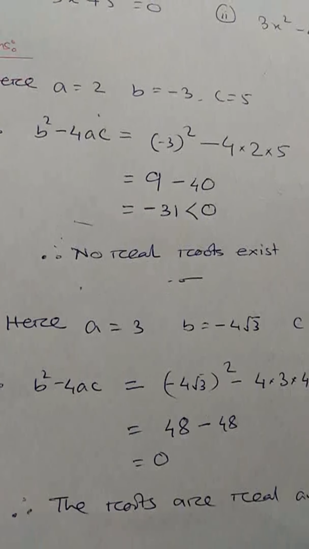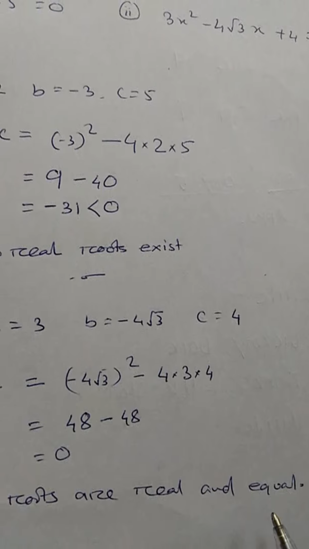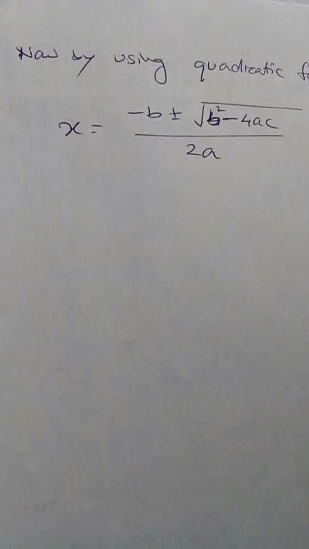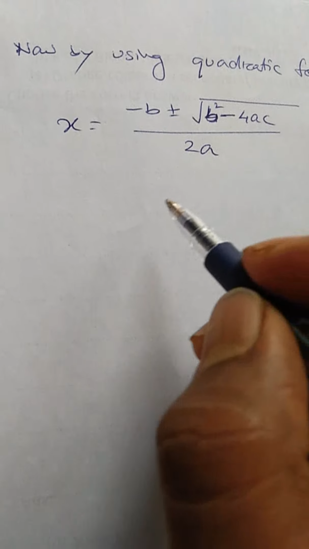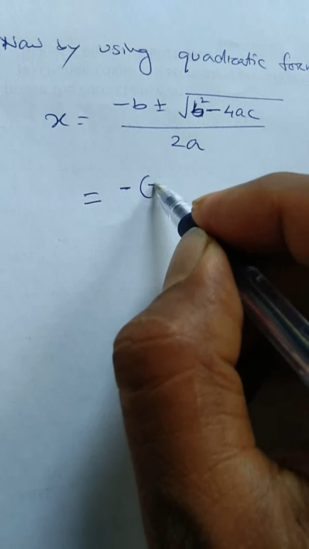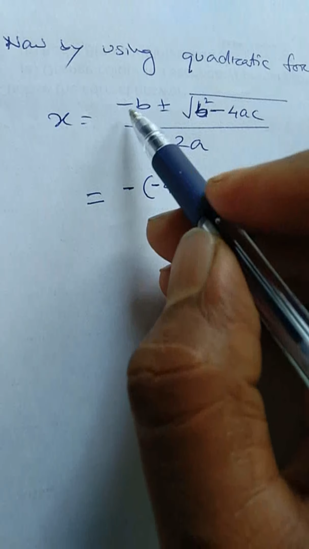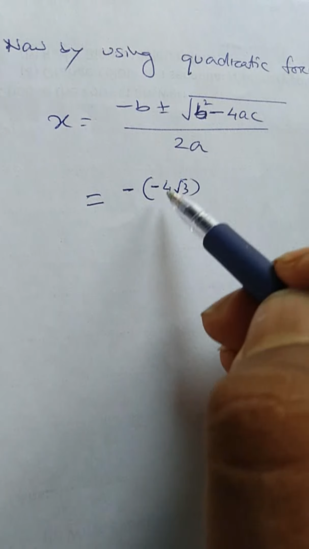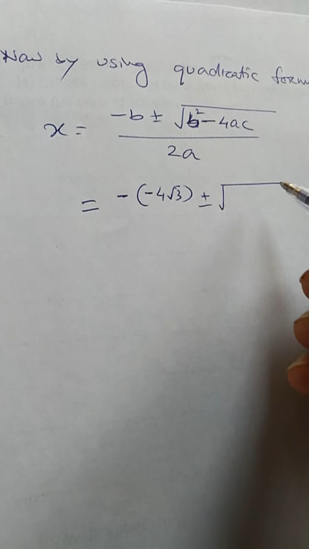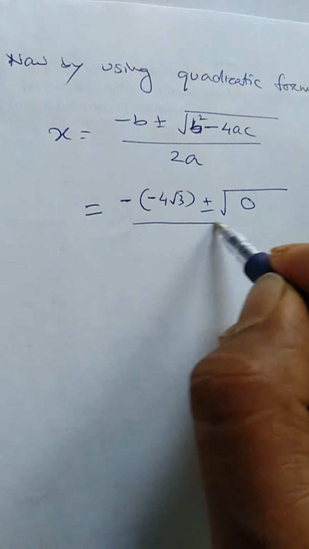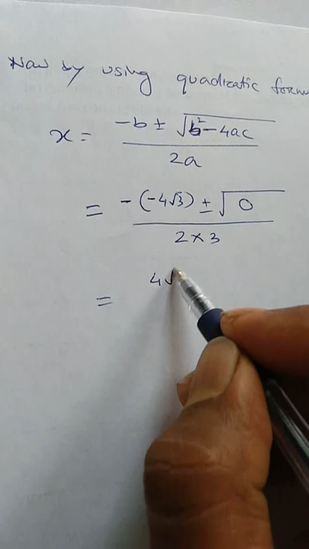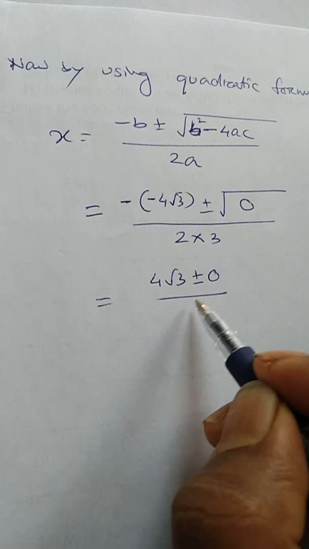That we will write here. And then after that we will use the quadratic formula to find the roots. In the quadratic formula, we will put the values. So b was minus 4 root 3, so minus of minus 4 root 3. This minus is the sign we have written, and the value of b is inside the bracket. Then plus minus, now b square minus 4ac, we have already got in the simplification, that is 0, divided by 2a. 2 into a is 3, so that we will write here. So this will become 4 root 3 plus minus 0, divided by 6.